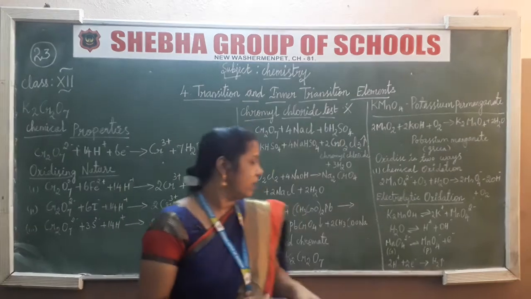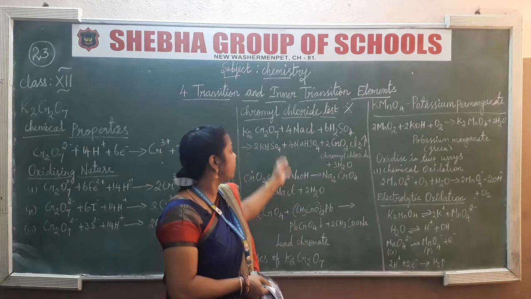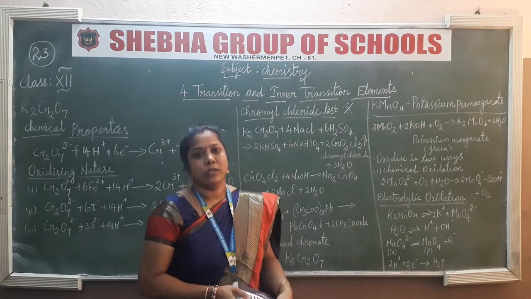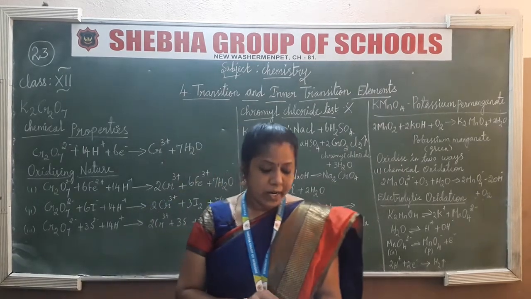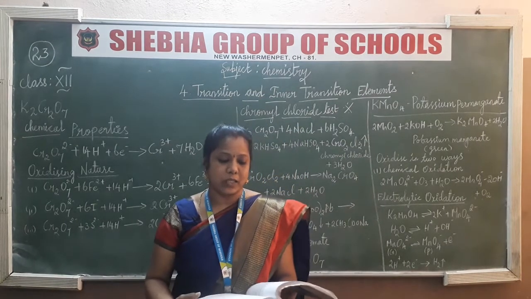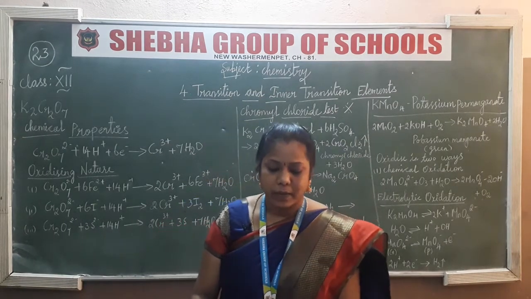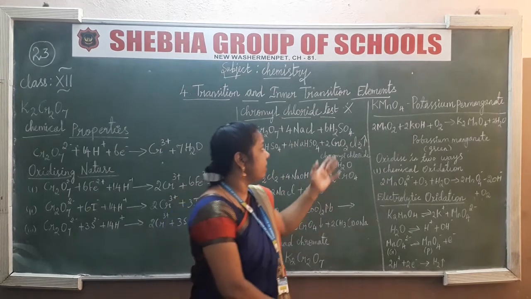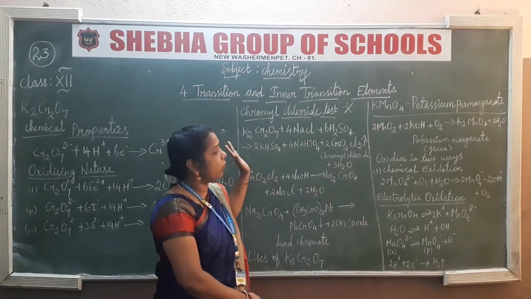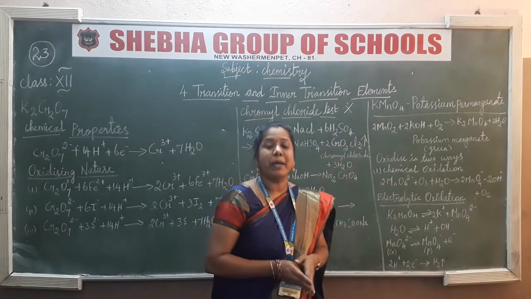Just now I explained that lead acetate has to be found out through the chromyl chloride test. So this is one of the quantitative analyses we also have to use. And now move on to the next concept, which is very important, like potassium dichromate. Yes, that is potassium permanganate.